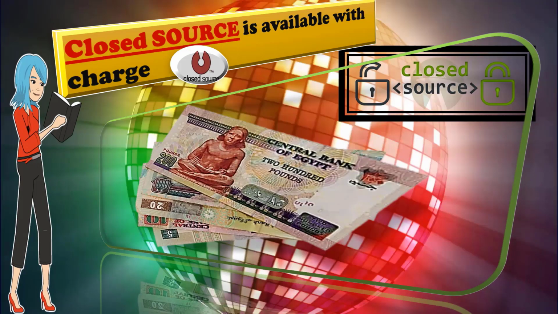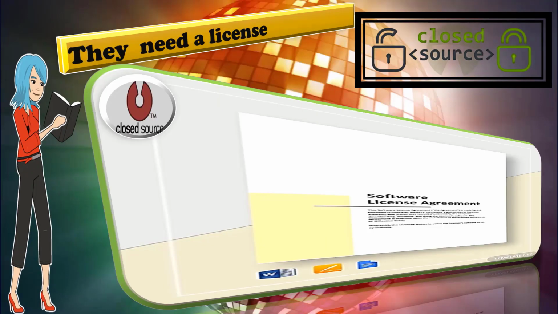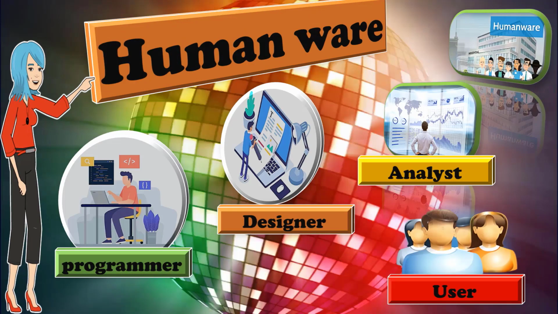As to closed source programs, they are available with charge. Only programmers or designers can deal with the source code. They need a license. There are many examples of closed source programs such as Adobe Reader, Mac OS X, Windows, and Photoshop. The last one is humanware. Humanware can be programmer, designer, analyst, or user.